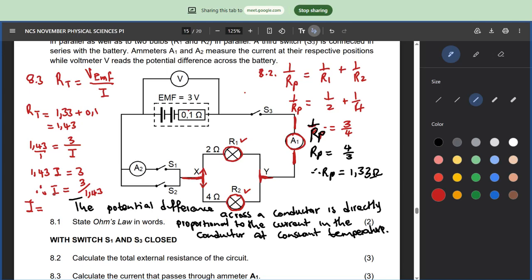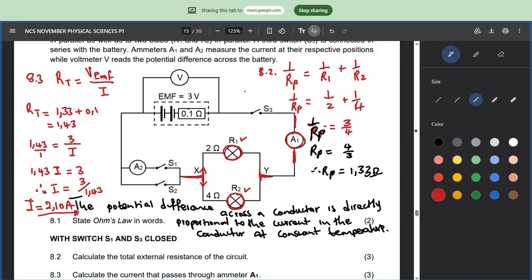Yeah, 3 over 1.43. You got? I've got 2.09. If we round it off, that's 2.10 amperes, right? Yes. Okay, so now there is another way that we can solve this problem.